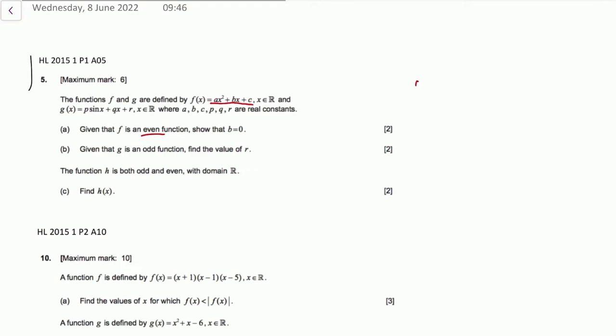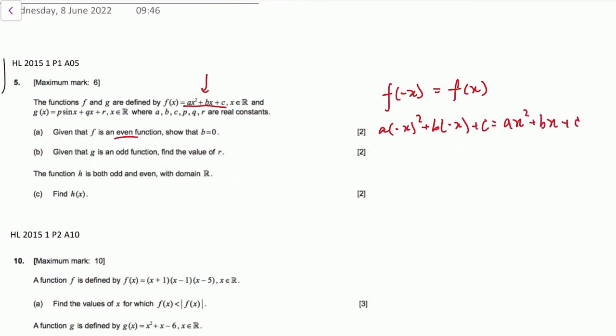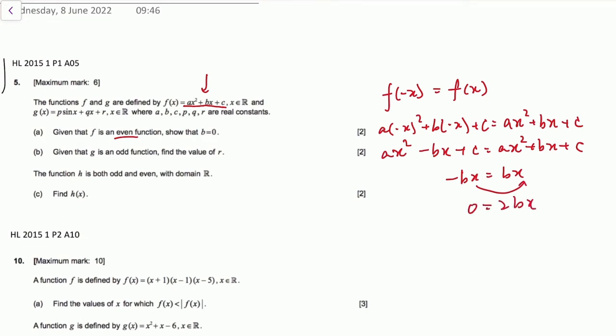So we call that even function means f(-x) would just be f(x). What that means is you put negative x into the function, so it's a(-x) squared plus b(-x) plus c. This is supposed to equal f(x), the original function. Then (-x) squared is obviously just ax squared, then we have minus bx plus c. Well, then the ax squared cancels out and the c cancels out. So we have negative bx equal to bx. If you add this to the right, it means 0 is 2bx.